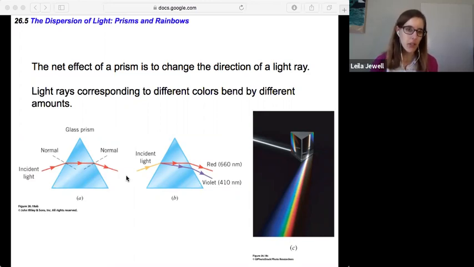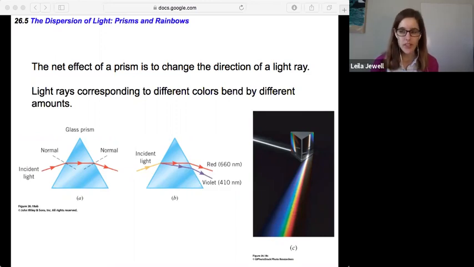Interestingly though, light rays corresponding to different colors bend by different amounts. So if we send in some white incident light, then the red doesn't bend quite as much as the violet, which bends a lot more. So we get this separation and we start to see a rainbow effect just within the prism where the light is spreading out.